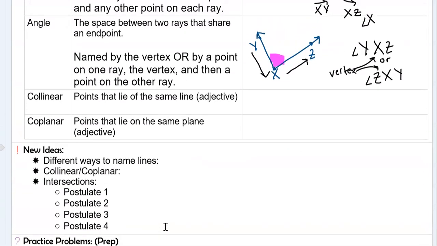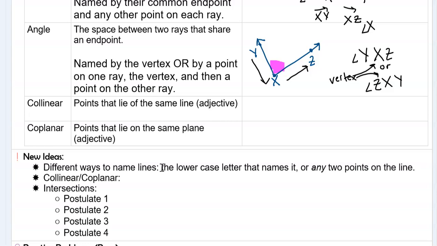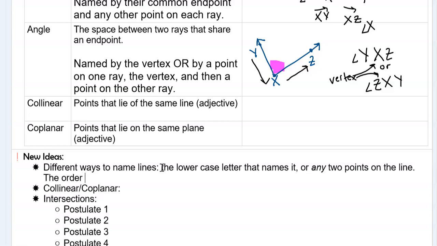So now let's think for a moment. We have some different ways to name lines. So we could name lines by the lowercase letter that names it, or any 2 points on the line. The order of the points does not matter unless you are naming a ray.